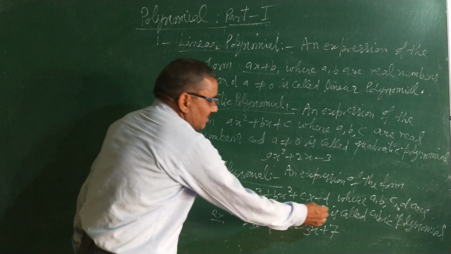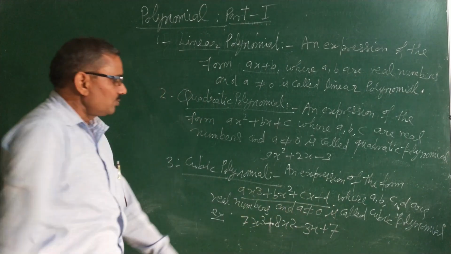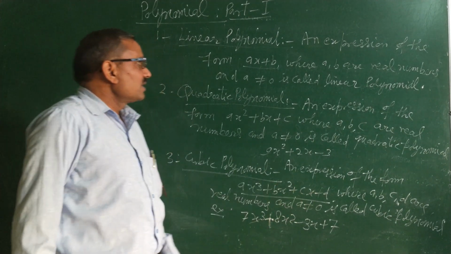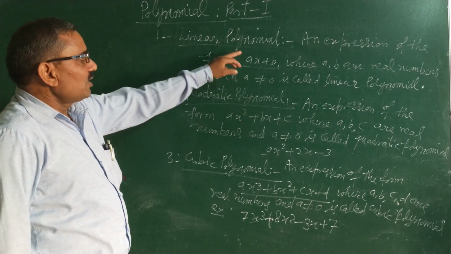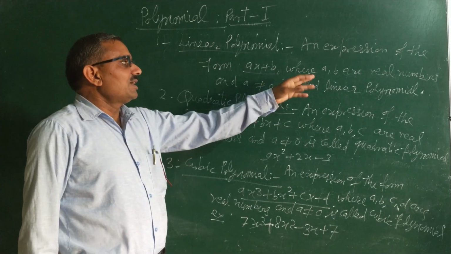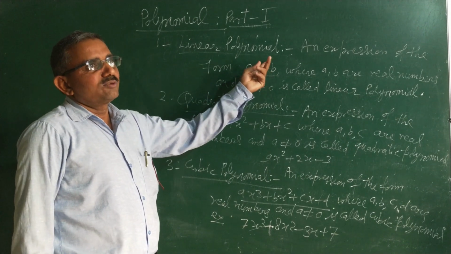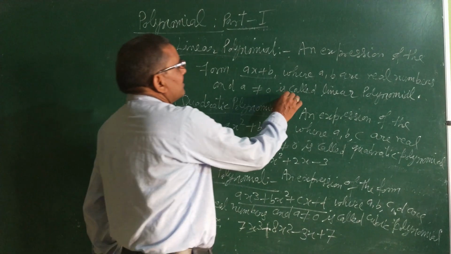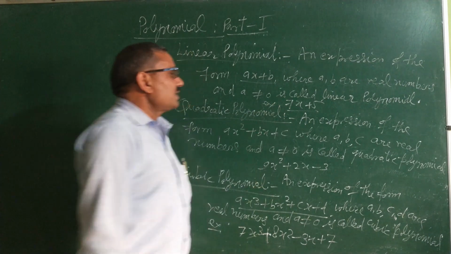The standard form of cubic polynomial is ax cube plus bx square plus cx plus d. So in this way, linear polynomial is of the form ax plus b, where a, b are real numbers and a is not equal to 0. ax plus b is known as the standard form of the linear polynomial. Example, 7x plus 5.